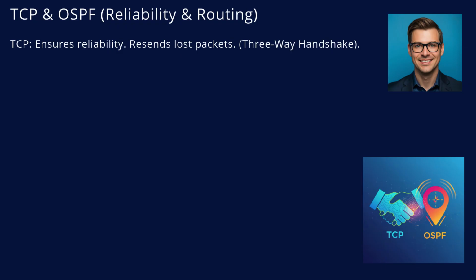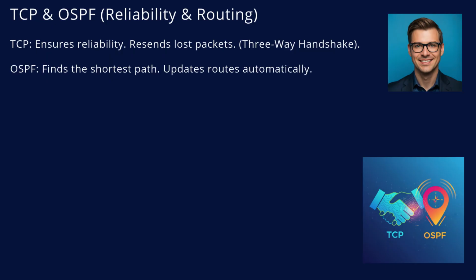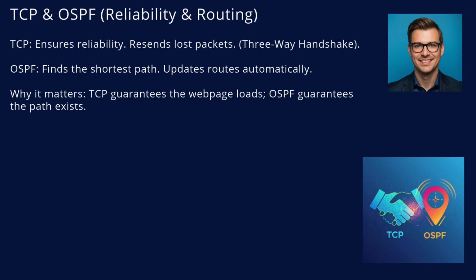Next, reliability in routing. TCP is responsible for reliability. It uses a handshake to connect and resends any data that gets lost. OSPF is a routing protocol. It constantly calculates the shortest path through the network mesh. TCP guarantees the data is correct. OSPF guarantees the path exists.